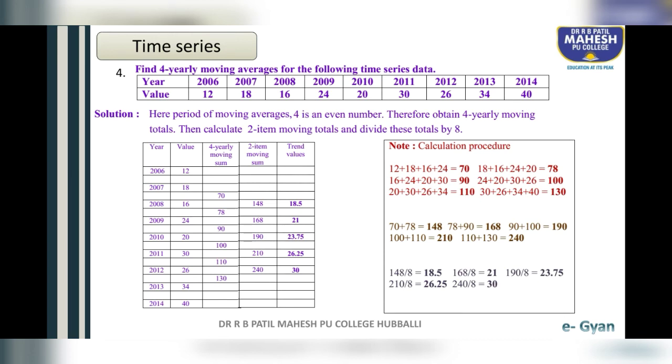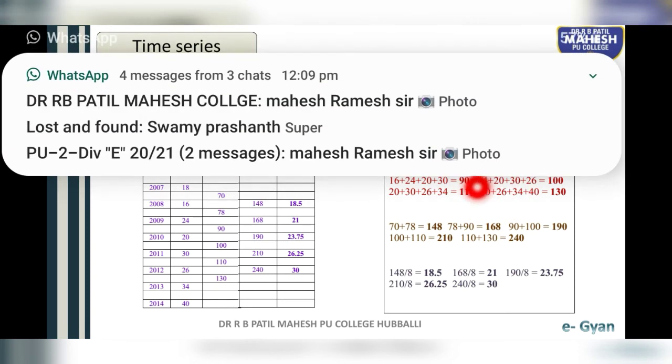Okay students, see here. The detailed calculation procedure is available. For 4 values you have to add 12 plus 18 plus 16 plus 24 is 70. And next, if you leave 12, next 4 values, 18 plus 16 plus 24 plus 20 is 78. 16 plus 24 plus 20 plus 30 is 90. So like this you have to add 4 values.